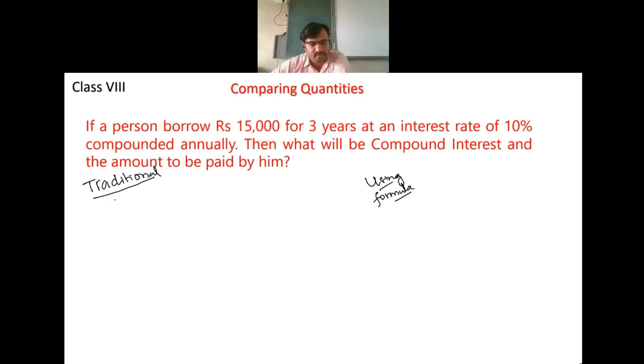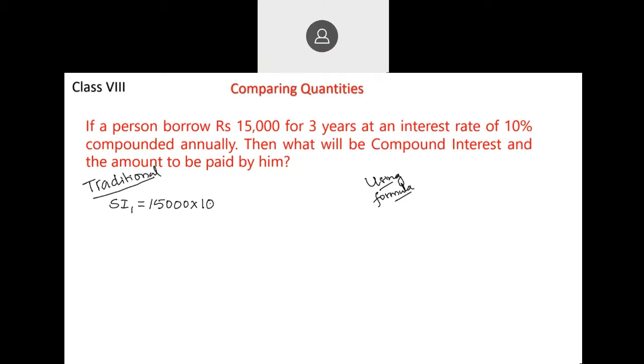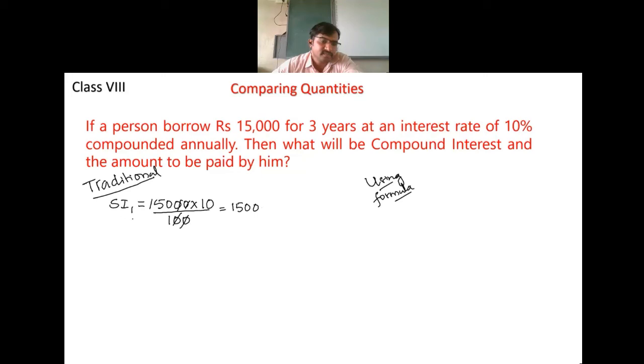For using the traditional method, I require simple interest for the first year. I'll write it as SI1. This will be P, which is 15,000 into 10 by 100, where rate of interest is 10 divided by 100. We get 1,500. This is the simple interest at the end of the first year.